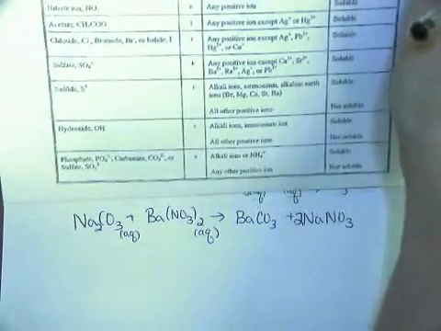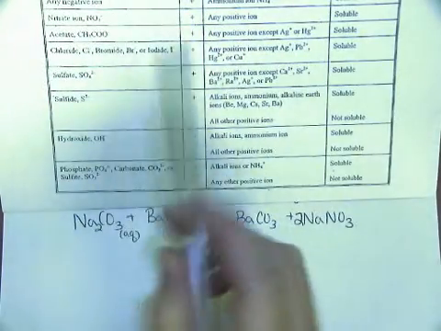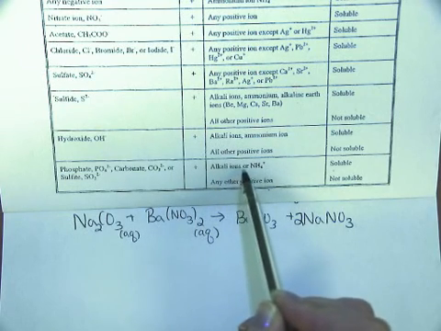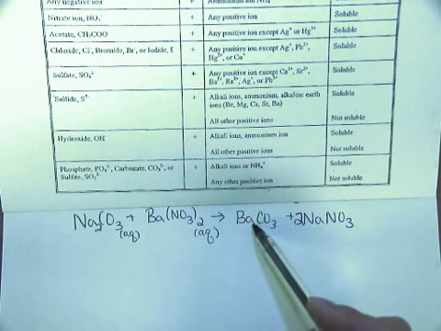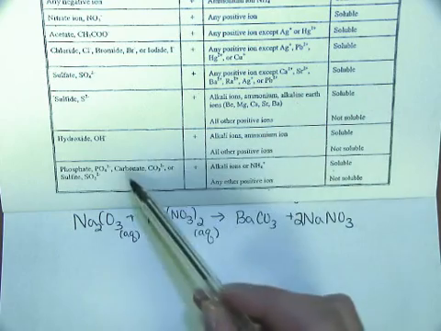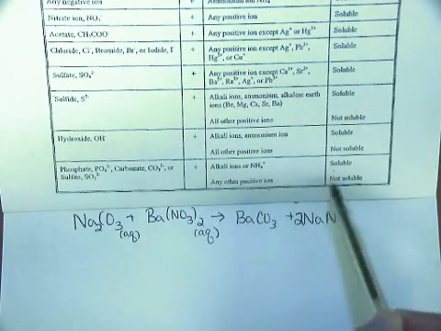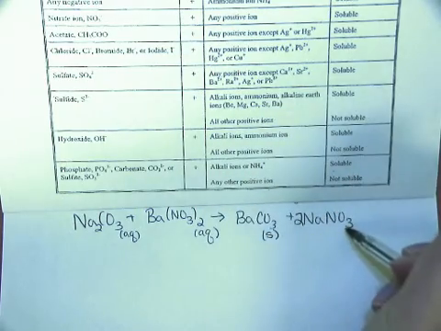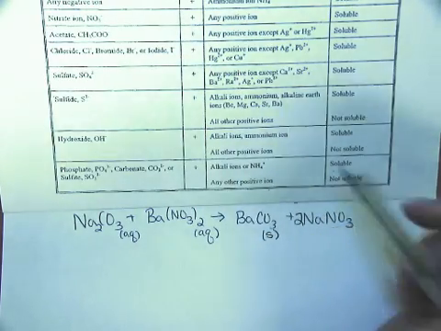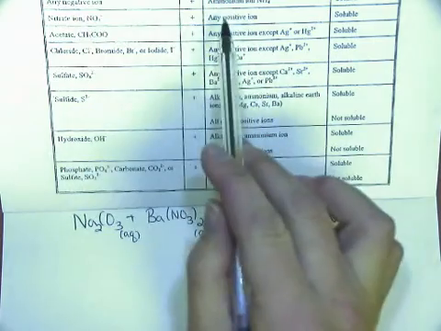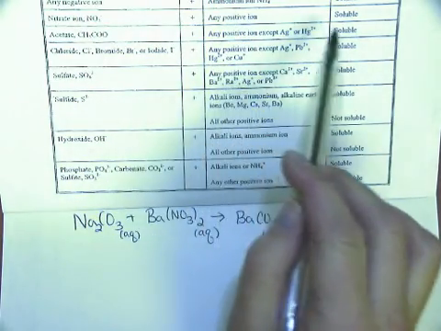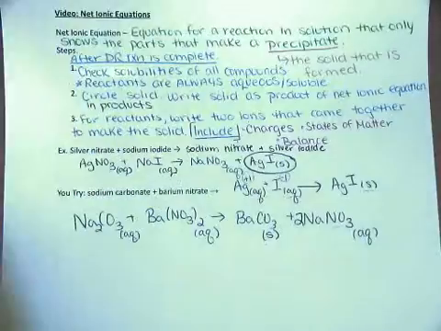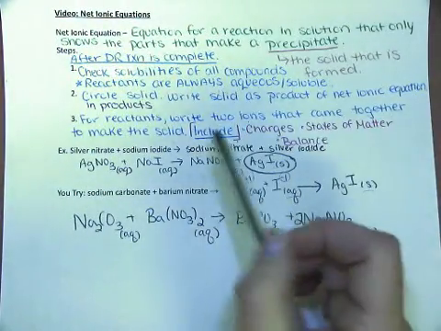Barium carbonate. Well, I have carbonates. Carbonate plus any alkali ion is soluble. Well, barium's not an alkali ion. A carbonate plus any other positive ion is not soluble. So this is a solid. Double check my other one. Ends in nitrate. So a nitrate ion plus any positive ion is soluble. So this is aqueous. On to my next step.